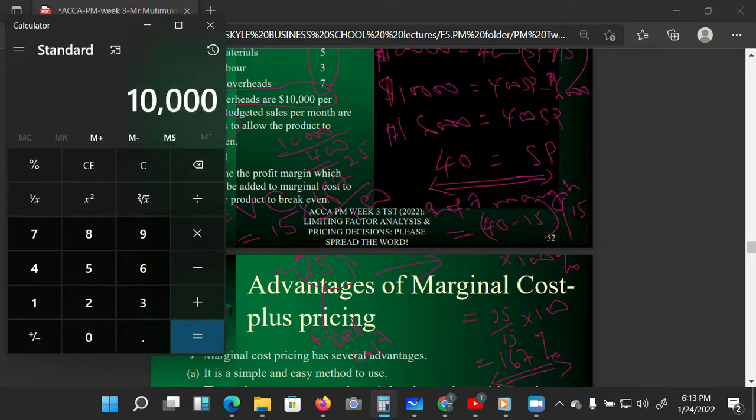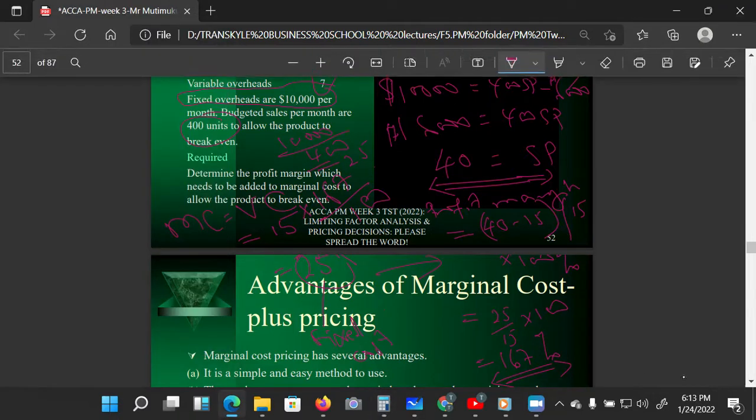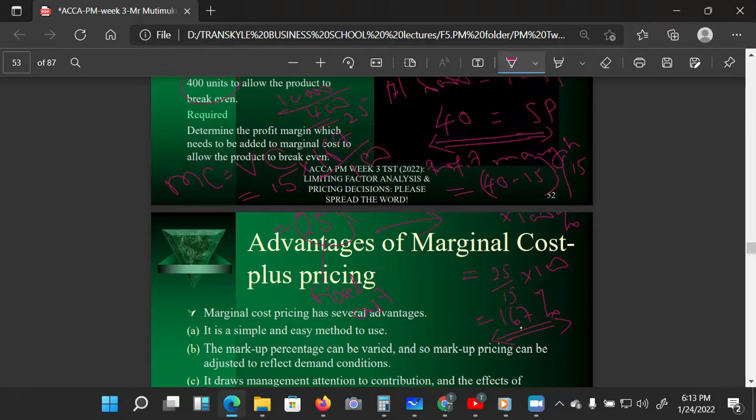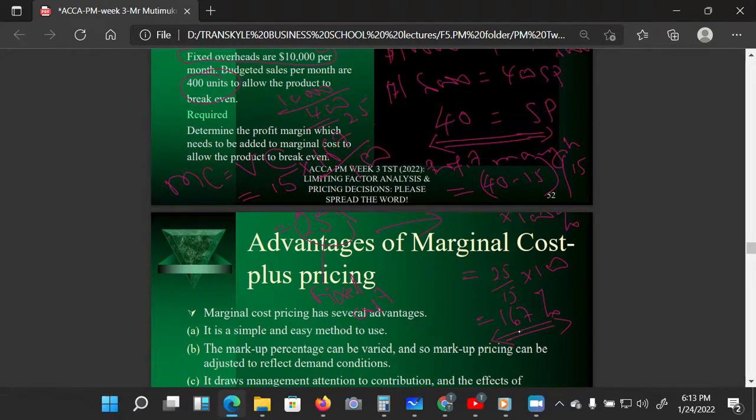10,000 divided by 400, that's 25. So the correct percentage margin is 167. I hope you have been helped with this computation.